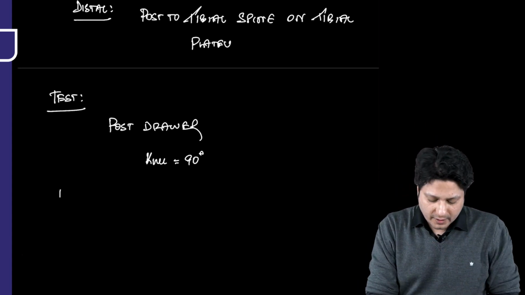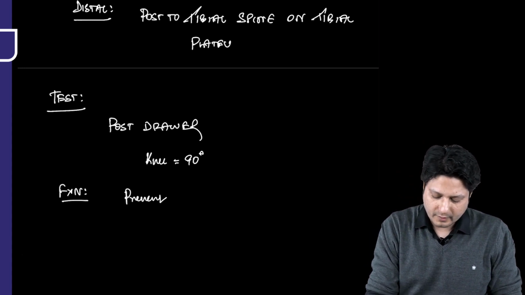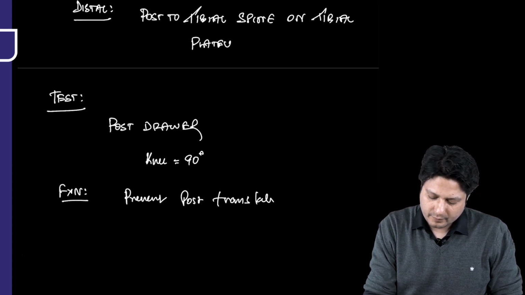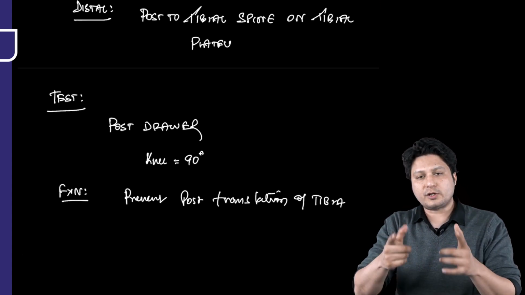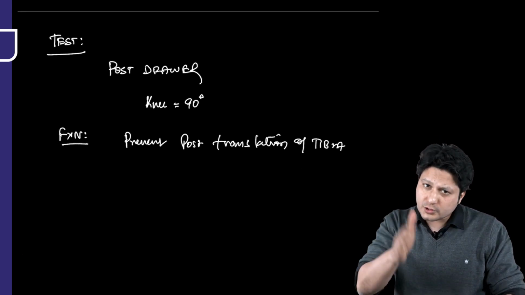What is the major function of the posterior cruciate ligament? It is to prevent posterior translation of the tibia. Anterior translation of the tibia is prevented by the anterior cruciate ligament. Posterior translation of the tibia is prevented by the posterior cruciate ligament.